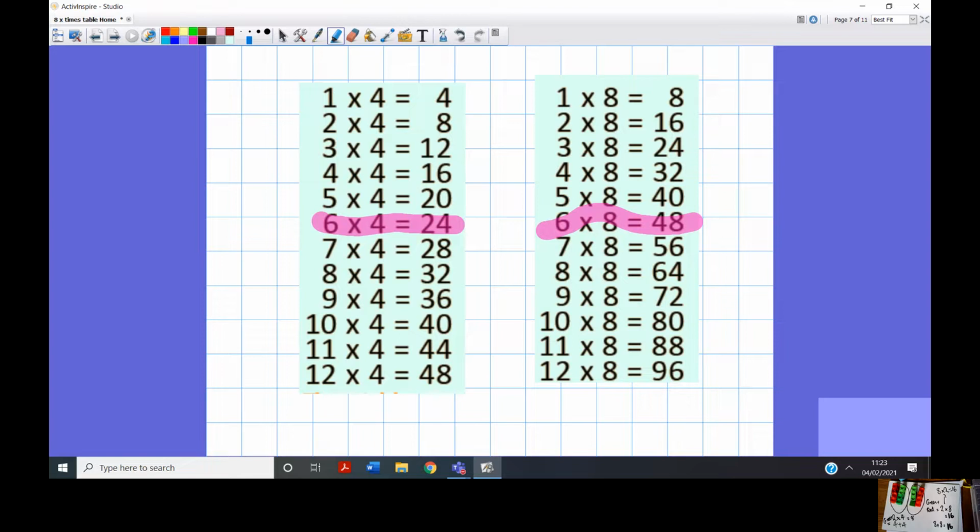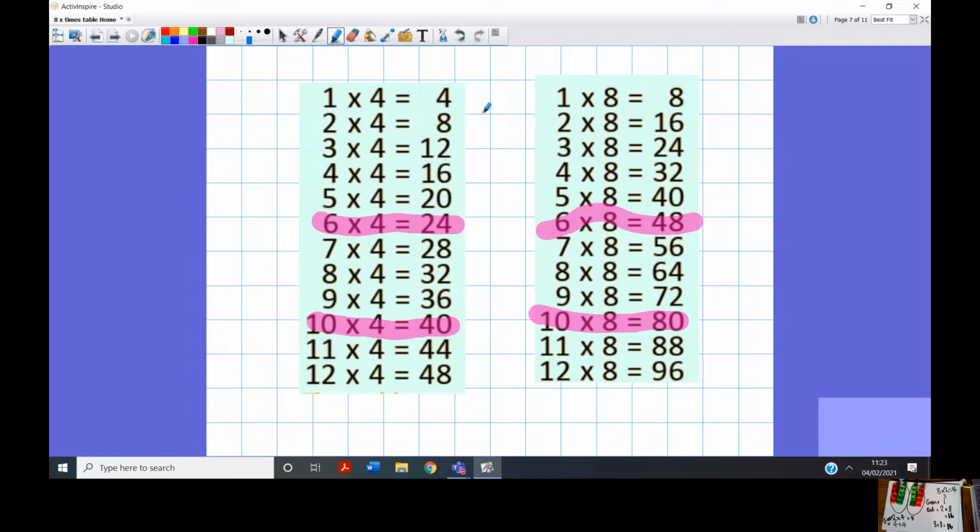Let's have another look at another one. 10 times 4 is equal to 40. So 10 groups of 4 is equal to 40. 10 groups of 8 is equal to 80. Can we see a nice pattern? Once we know our 4 times table, we are pretty much there with our 8 times table.